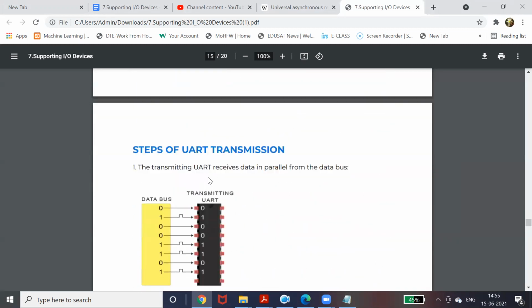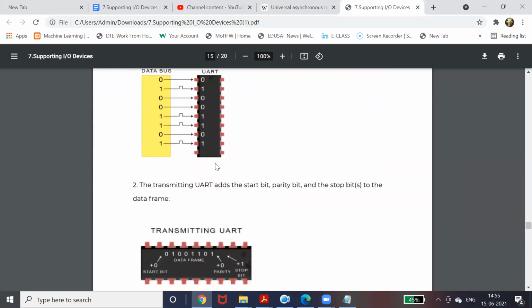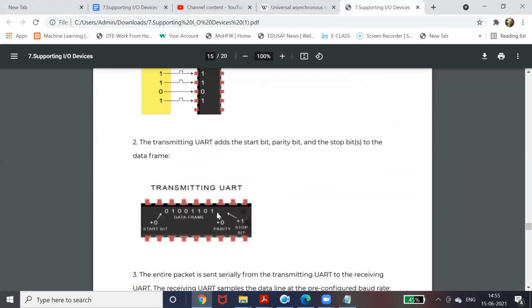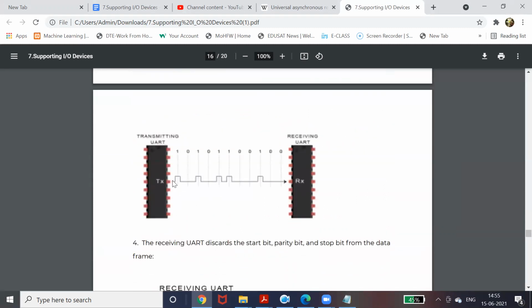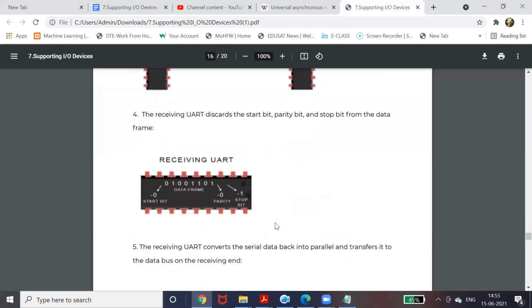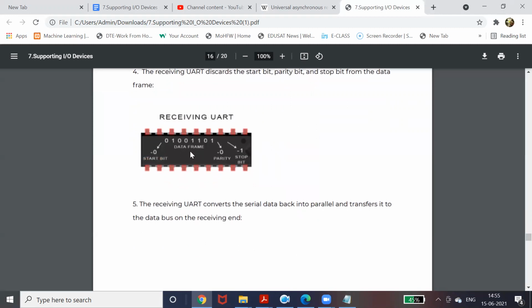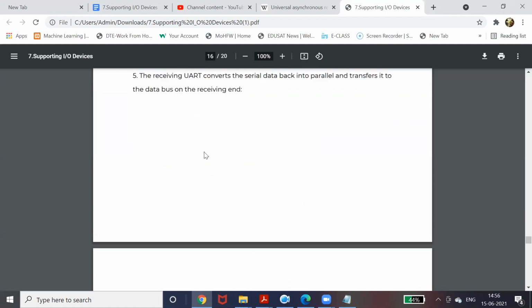So see here. First of all, this is your data. This data will be added with the start bit, the parity and the stop bit, and then the transmission will be like this. It will be transmitted serially and it will be received at the RX side. After receiving, the UART will subtract them. The first bit will be removed, and the last 2 bits will be removed. So the stop bit and the parity bit are removed, and the data in between will be used for the next processing, that is the data frame, the actual data.